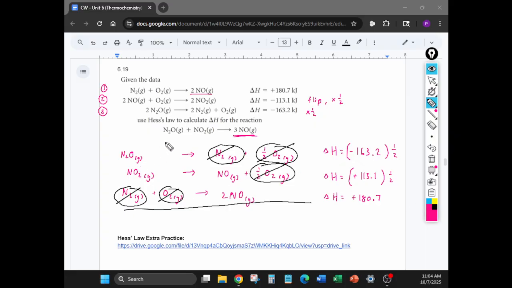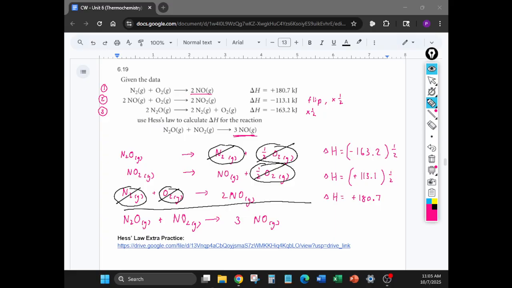First chemical that we have is N2O gas. Perfect, that's exactly what we want. Plus NO2 gas, which is what we want as well. That's it for the stuff on the left side. And on the right side, how many NO gases do we have? 3. 3, because 1 plus 3, which is exactly what we wanted.